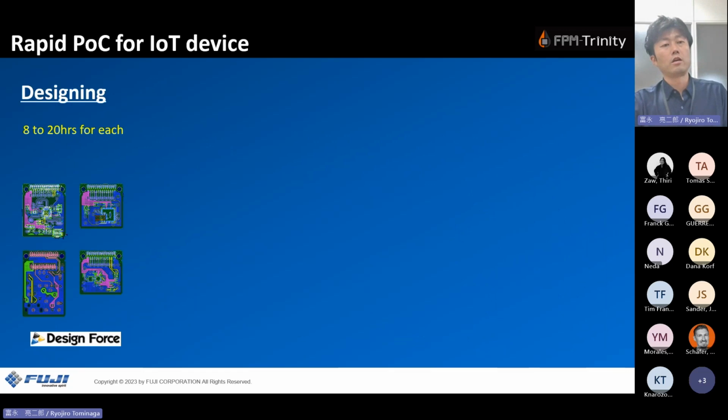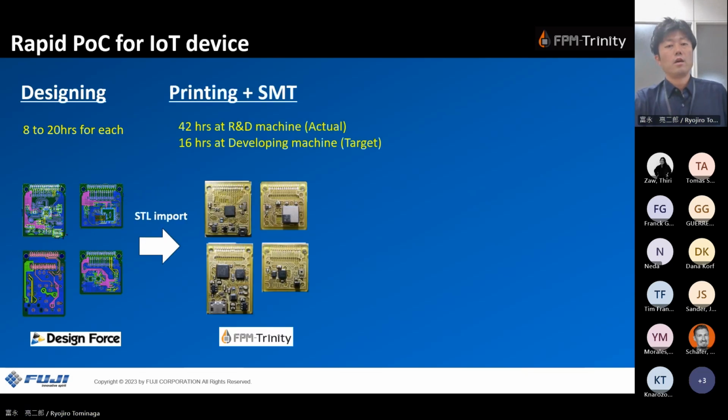So here's just an example. So for rapid POC and prototyping purpose, this is one of the demonstrations of rapid POC of the IoT device. For the designing process, we designed 4 kinds of module, which has sensor or Bluetooth or battery regulator. So it took 8 to 20 hours for each for the designing process.